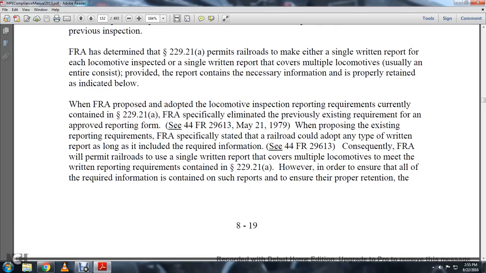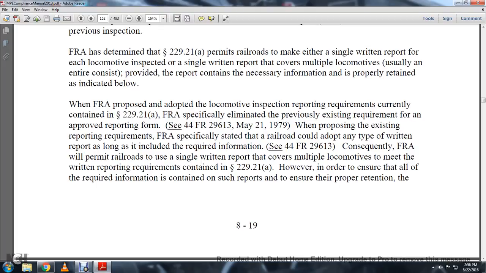When the FRA proposed and adopted the locomotive inspection reporting requirements currently contained in section 229.21(a), the FRA specifically eliminated the previously existing requirement of an approved reporting Form C. See Title 44, Federal Register 29613, May 21st, 1978. In proposing the existing reporting requirements, the FRA specifically stated that the railroad could adopt the type of written report as long as it included the required information. Thus the FRA permits railroads a single written report covering multiple-unit locomotives to meet the written requirements contained in section 229.21(a).